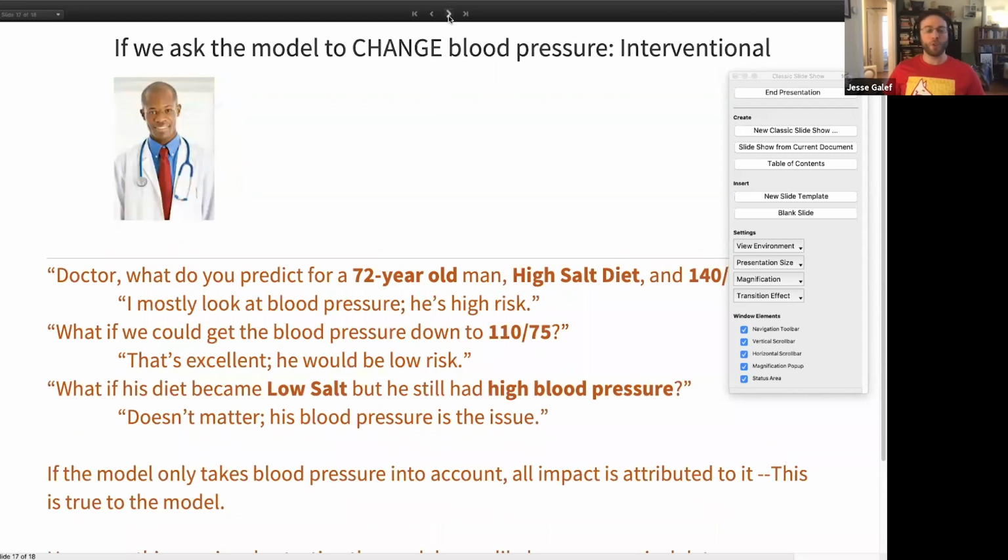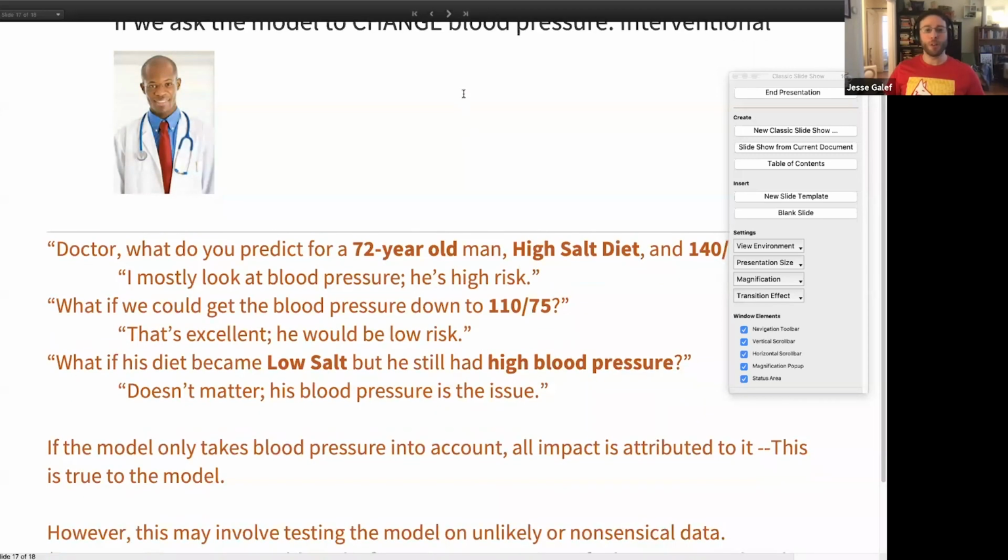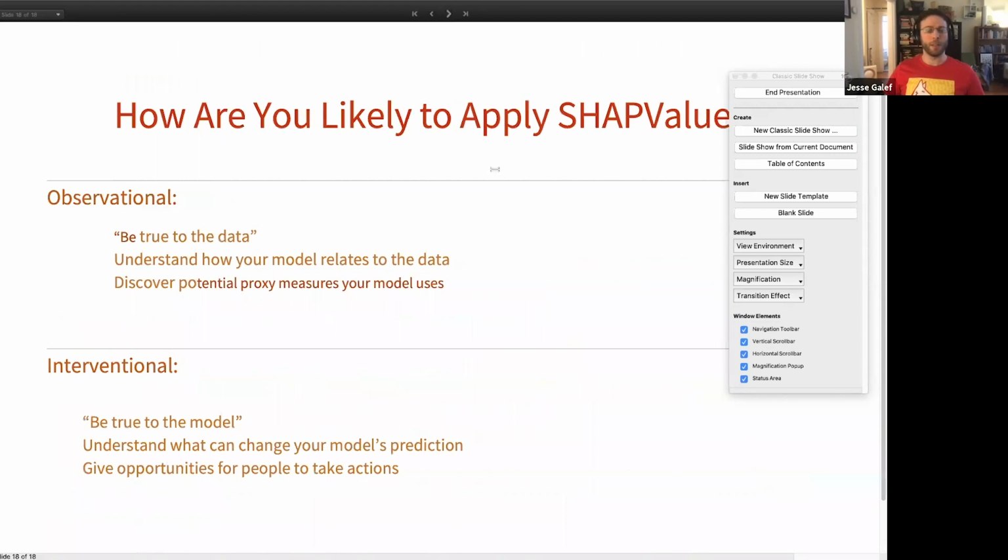So we're trying to choose how to proceed with some of the philosophical questions, and how important it is to have the interventional SHAPValues to know what applications they're going to be used for. I think I have it as a poll in the Pathable. So I'd love to get your input on how you're likely to use SHAPValues.